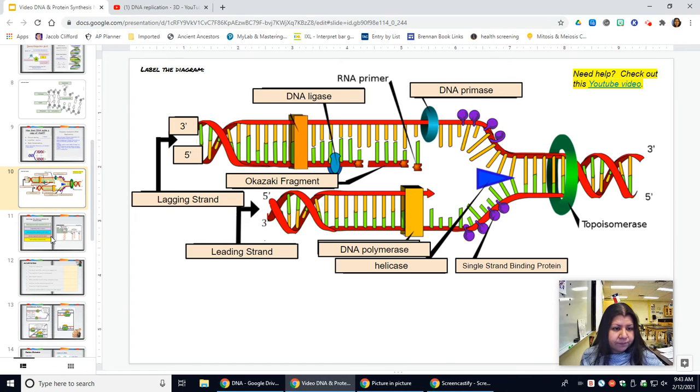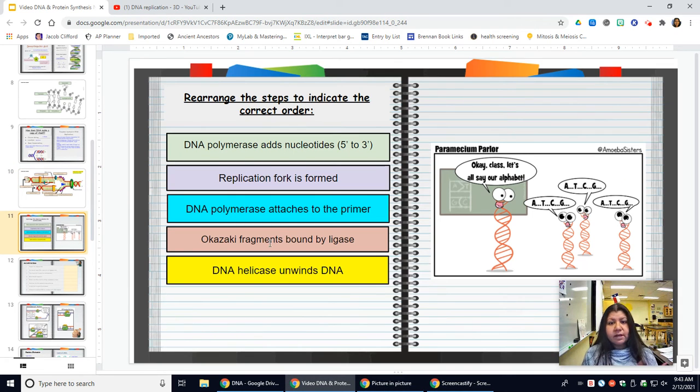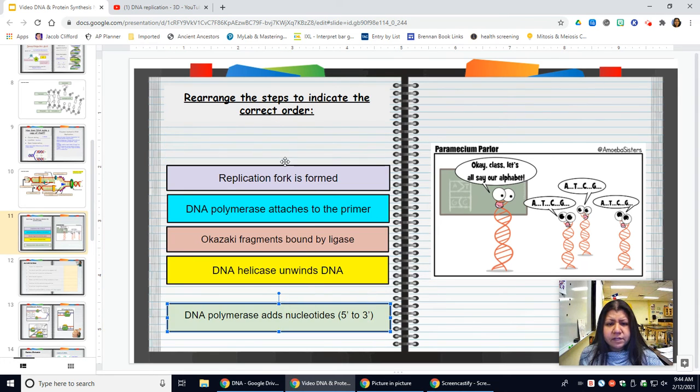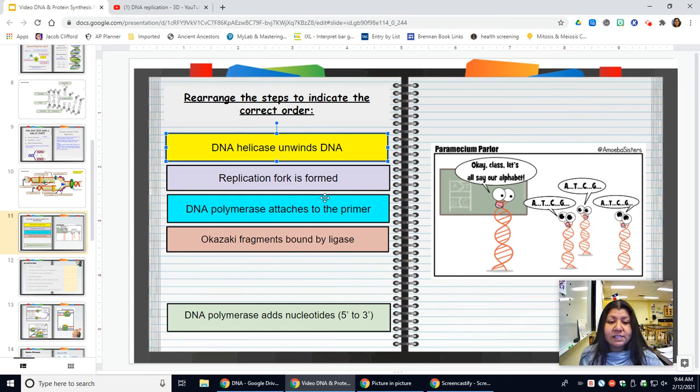All right, so let's go ahead and put these steps in order. That way we know the steps that DNA replication occurs. First off, we have our parent strand of DNA and it's going to have to unwind. First can actually be one of two things. We can either form a replication fork, but I'm going to put DNA helicase for my first step. It's going to unwind that DNA because once it unwinds, that's when you get that fork. So DNA helicase unwinds my DNA, and then a replication fork is formed.